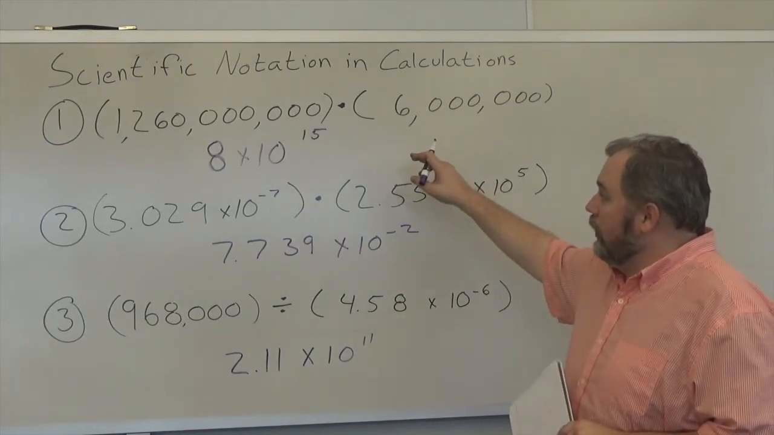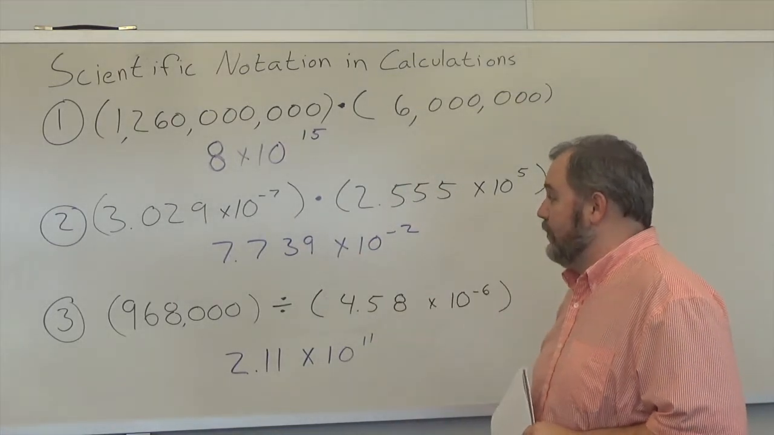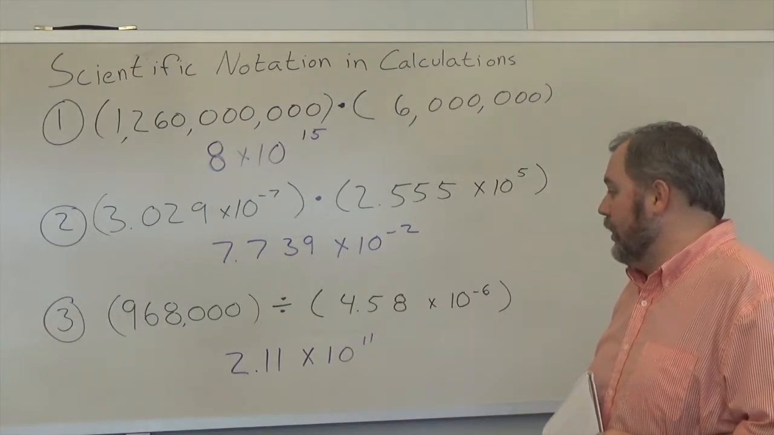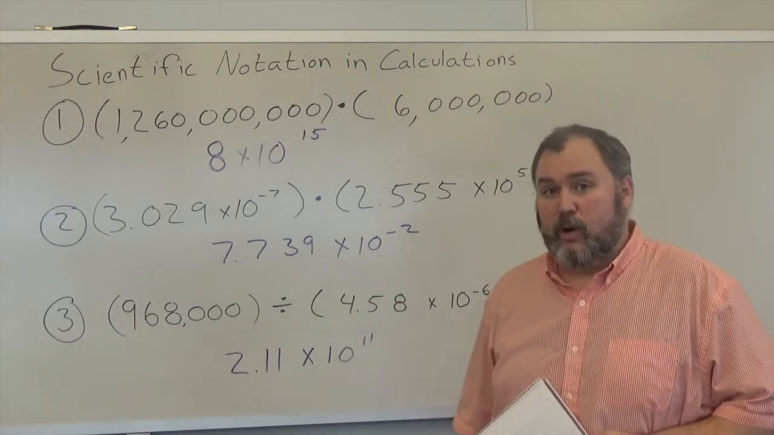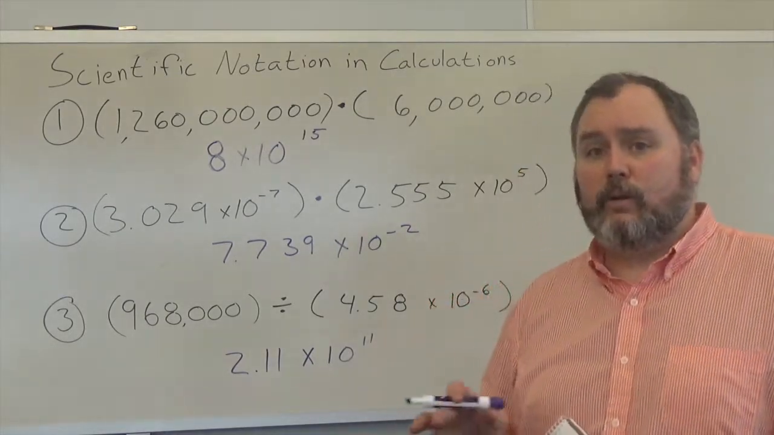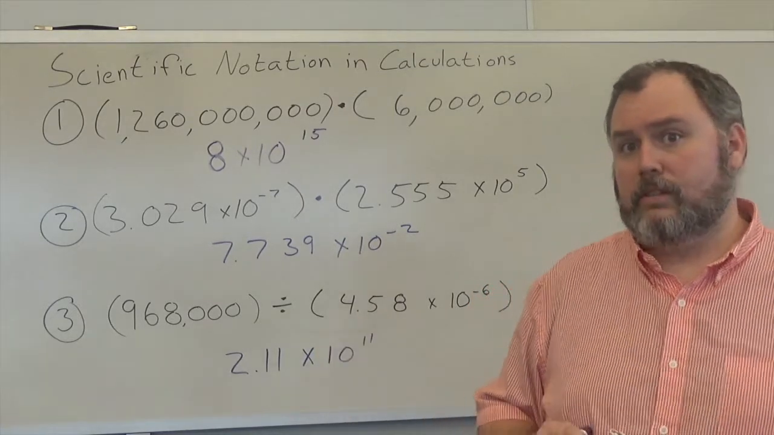Alright, so here are your answers. We have 1 is 8 times 10 to the 15th, 2 is 7.739 times 10 to the negative 2, 3 is 2.11 times 10 to the 11th. I'm not going to go over this in this video because I feel like you probably understand it already. However, if you are struggling, please come ask me and I'll talk to you one-on-one more about this.